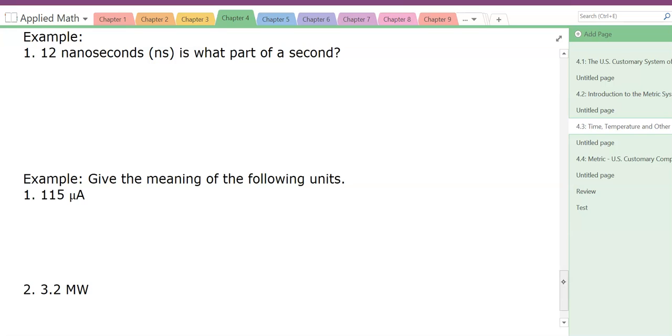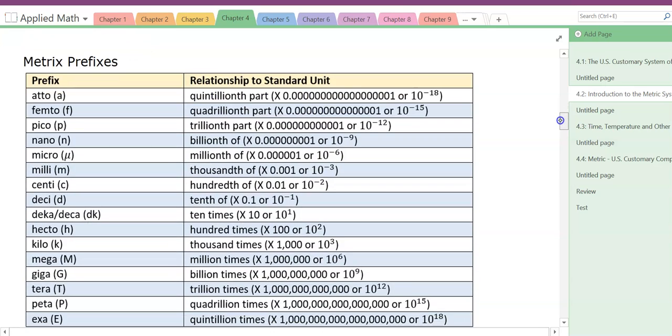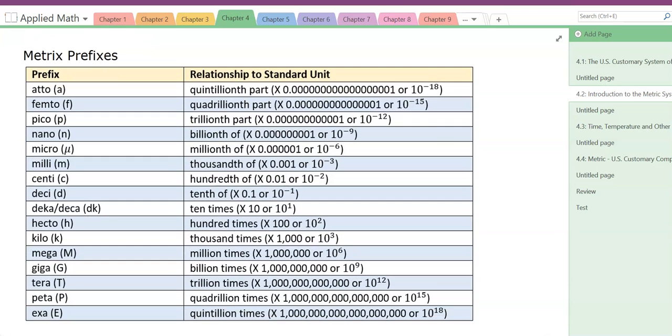So the first one is saying that 12 nanoseconds is what part of a second. So nano, we actually talked about some prefixes a while back. So if we go back in our notes, I'll try to find it here, might be in section 2. Right here. Nano is a billionth of something. So a nanosecond would be 1 billionth of a second.